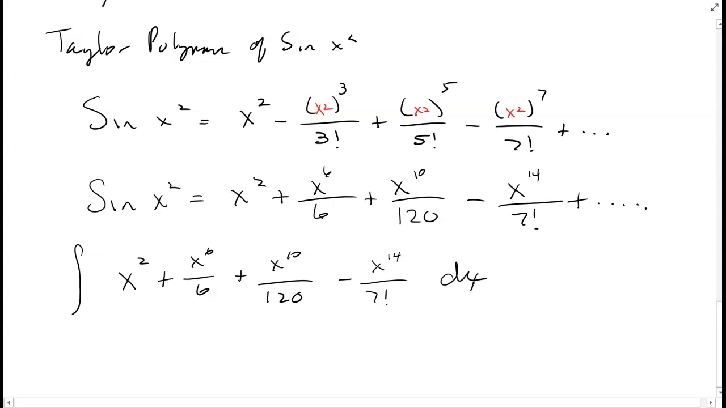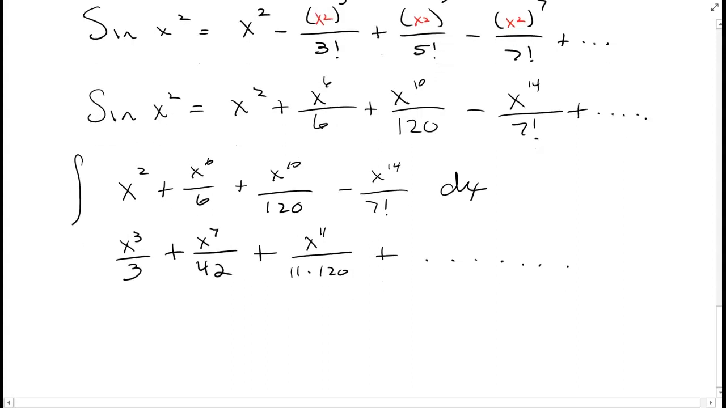And I can at least get an estimate. All right? Because you can integrate x squared, you're going to have x cubed over 3, x to the 7th over 7 times 6. We'll just do a couple terms. X to the 11th over 11 times 120. What's that? 1320 maybe? I don't know. It's 11 times 120, and so on and so on. So you get the idea.